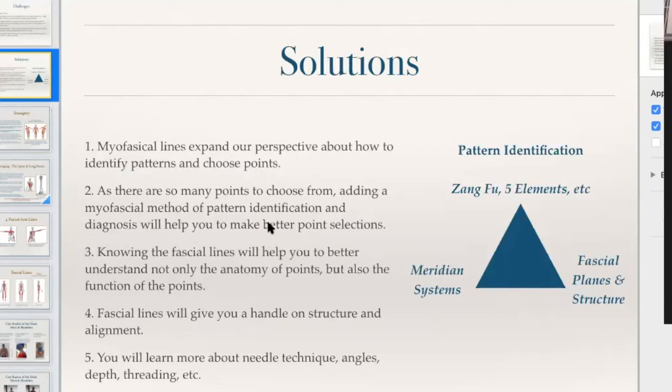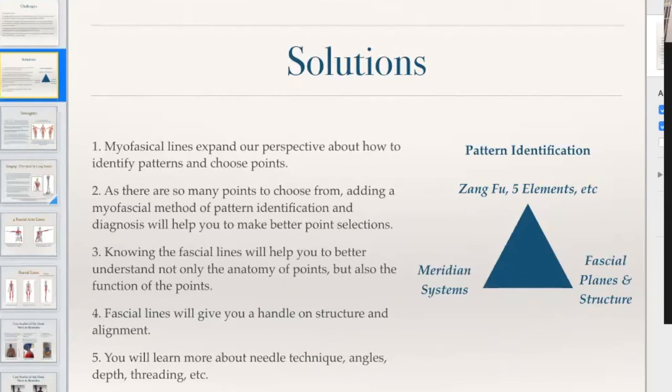The myofascial lines expand our perspective about how to identify patterns and choose points. I've talked about that a bit. As there are so many points to choose from, adding a myofascial method of pattern identification and diagnosis will help you to make better point selections. When you understand the anatomy, the structure, and what muscle groups or what muscle is being affected, it's going to get better results.